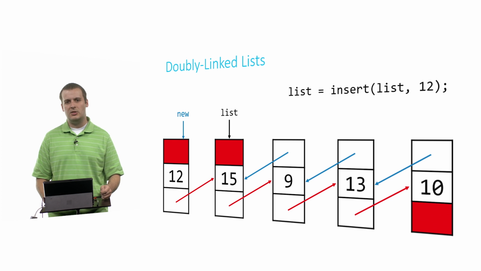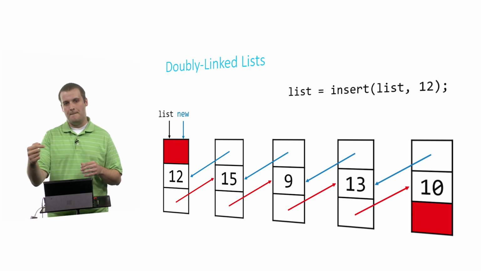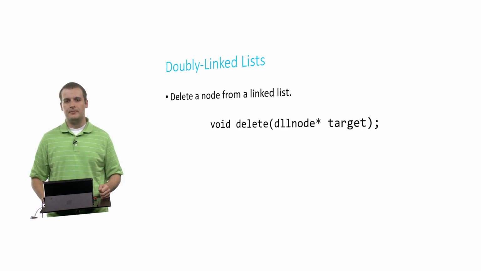We can have 15 point back to 12. And now we can move the head of the linked list to also be 12. So that's pretty similar to what we were doing with singly linked lists, except for accounting for the extra step of connecting the old head of the list back to the new head of the list.